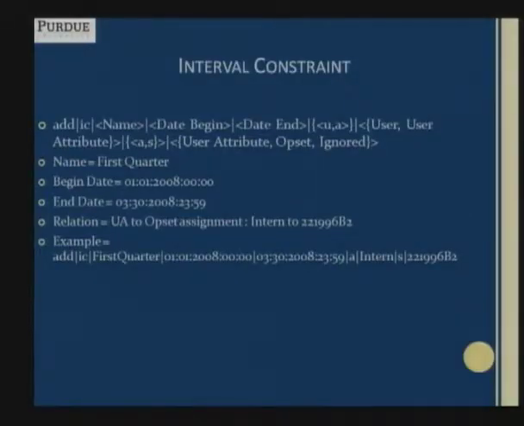The syntax for the interval constraints is shown in this slide. This is how we specify the constraints in the policy file. This is the name of the constraint, like first quarter, the begin date, which is like month, day, year, hour, or minute, and the end date. And then which relation this constraint is valid for, whether it is for user to user attribute assignment or user attribute activation. This is how the interval constraint is specified.